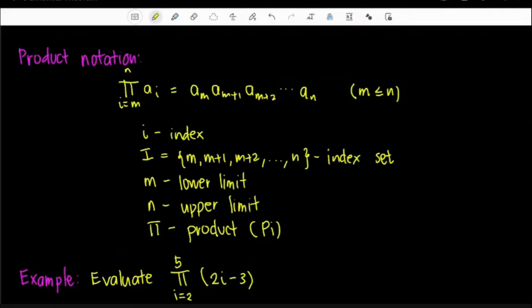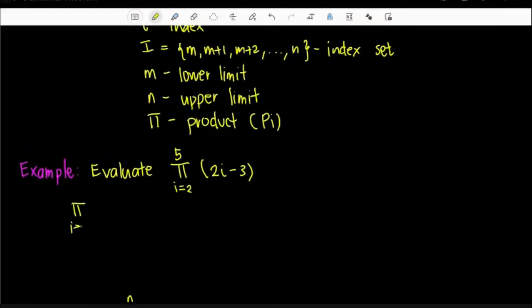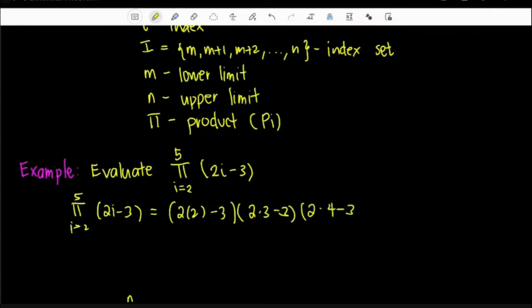For example, if you want to evaluate the product from I equals 2 to 5 of the quantity 2i minus 3, pi I equals 2 to 5 of 2i minus 3. So the product is, so we just increment I from 2 to 5. So that's 2 times 2 minus 3 times 2 times 3 minus 3 times 2 times 4 minus 3 times 2 times 5 minus 3.